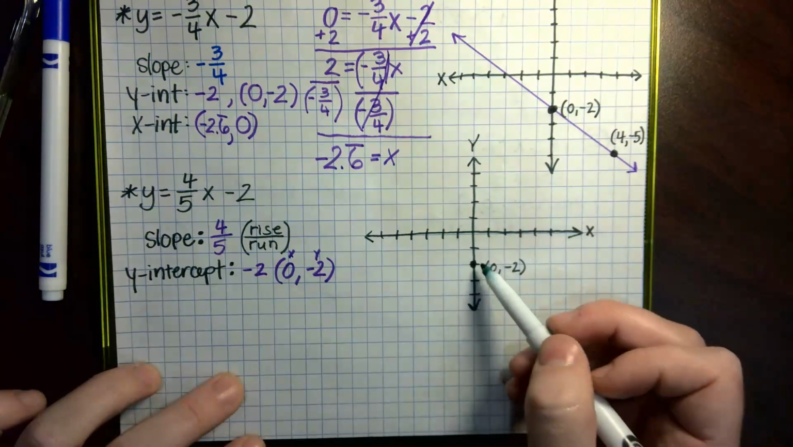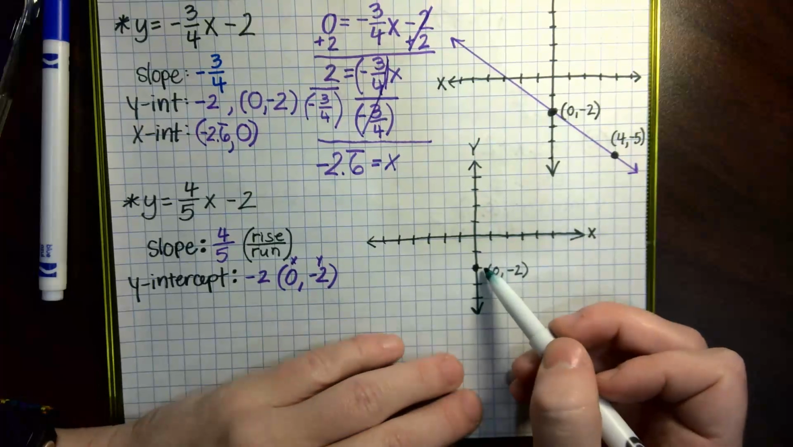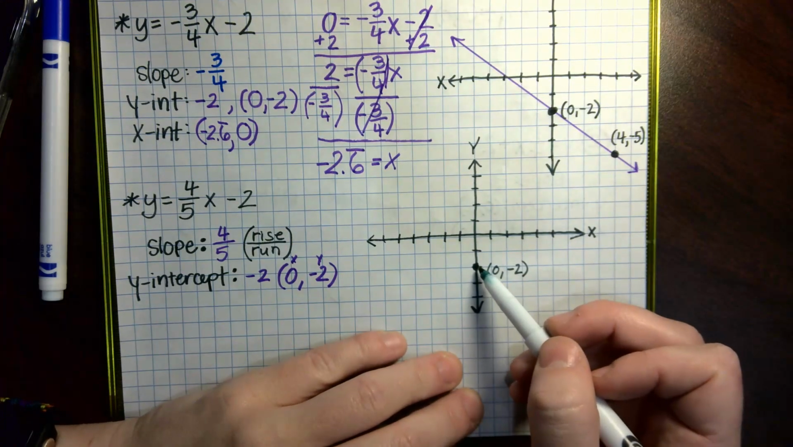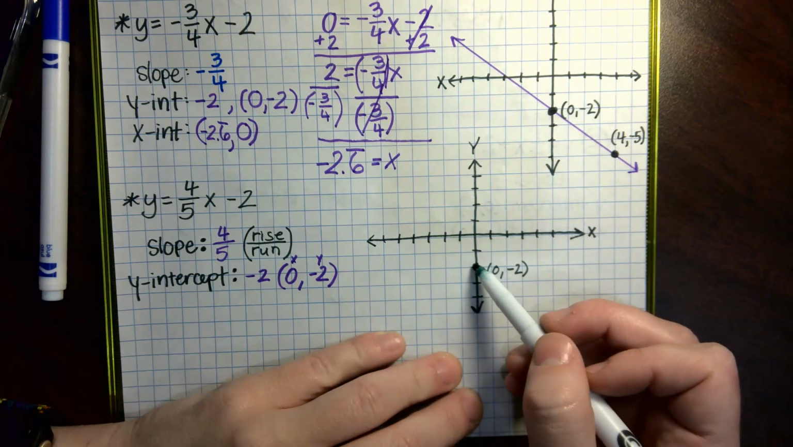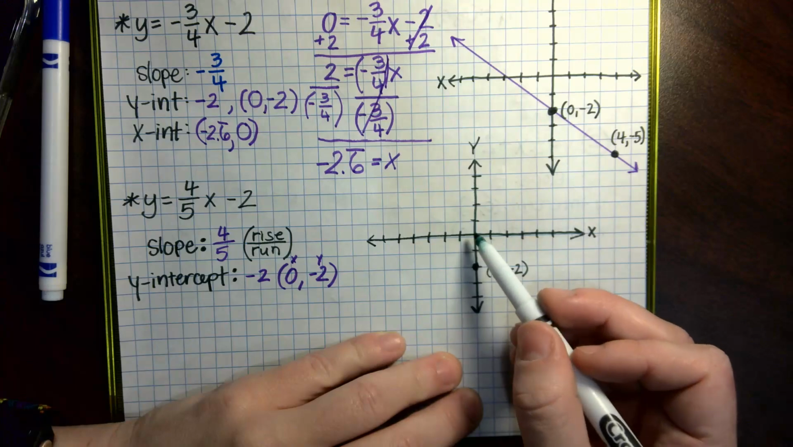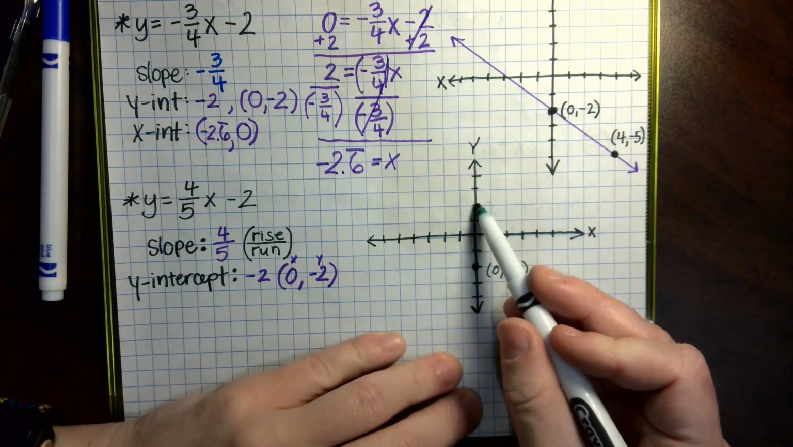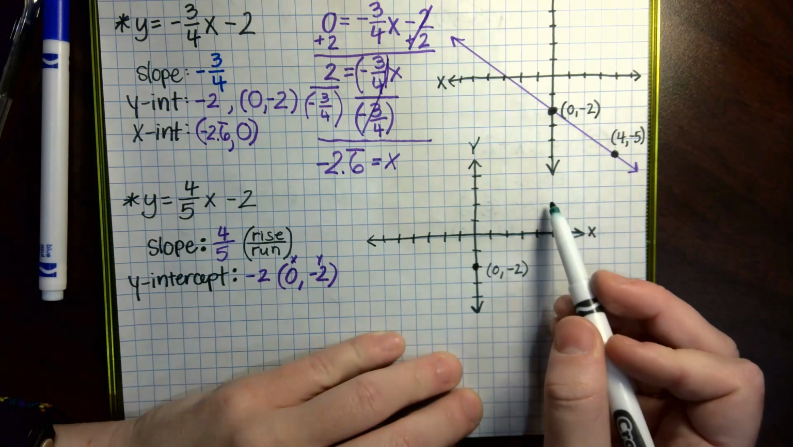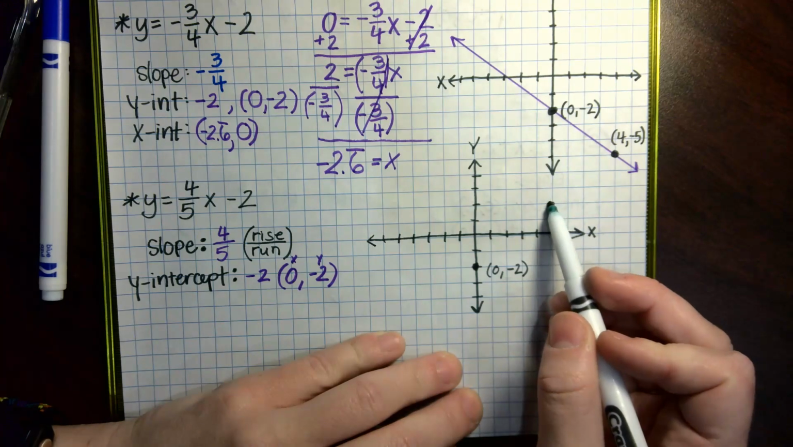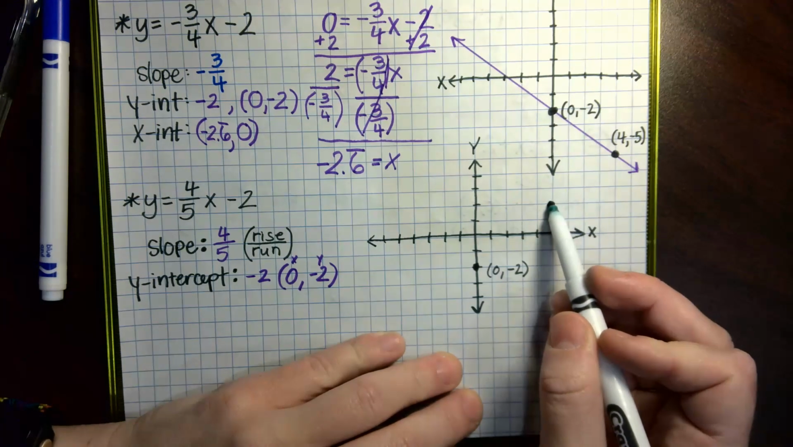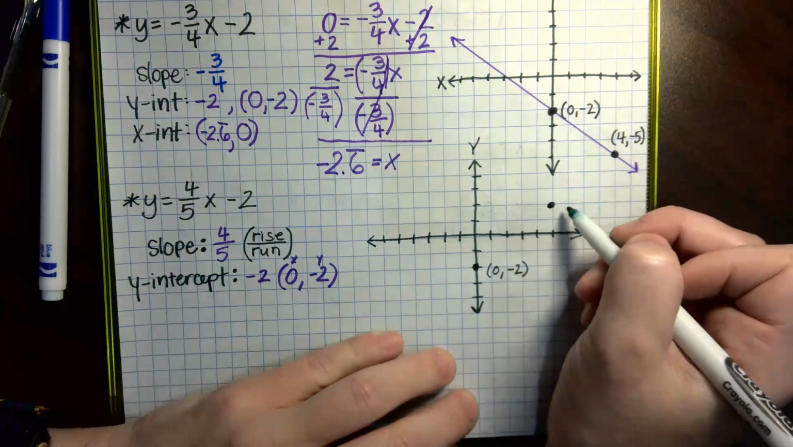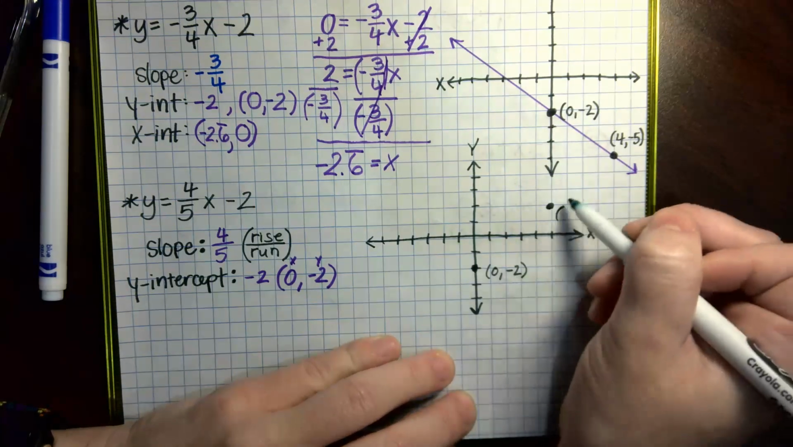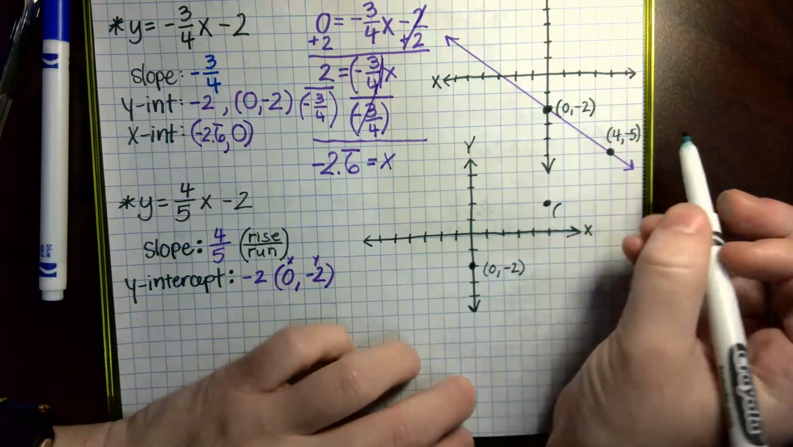So we're going to start here from our point 0, -2. And how many are we going to go up? 4. So we'll go 1, 2, 3, 4. And then how many are we going in the run? 5. 1, 2, 3, 4, 5. And just like that, without having to do any math to find any coordinates, we have 2 points which we can connect to make a line.